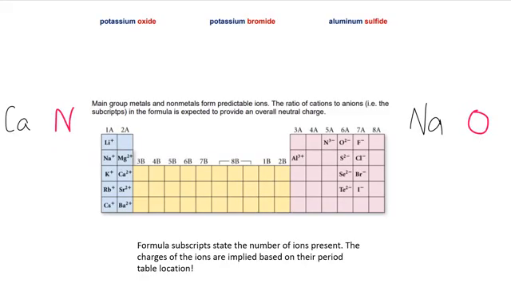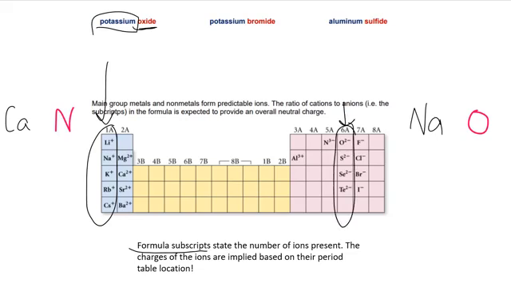So it is really important to see that those formula subscripts tell me how many of those ions are present in the compound. The charges of the ions are implied because of where they are located on the periodic table. Again, if you're thinking, how is that potassium +1? How did we know that this was +1? Because it's in the first group on the periodic table. All of the elements in that first group are +1. How did we know oxide was a -2? Because everybody in group 6 is a -2.